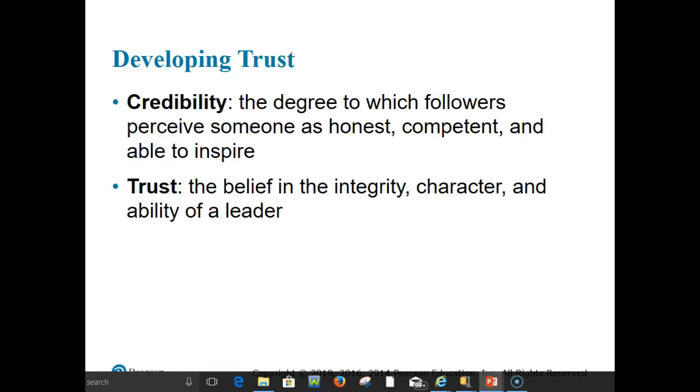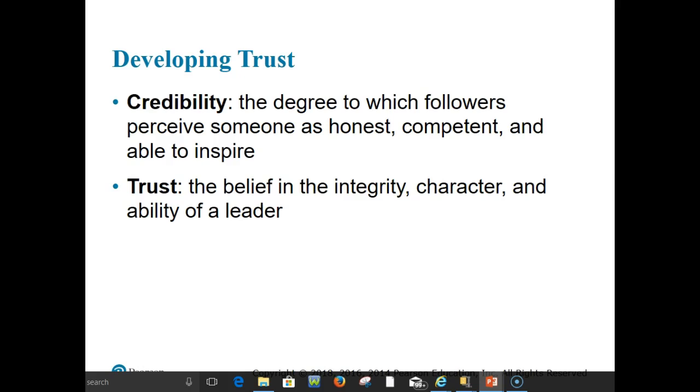And in addition to being honest, credible leaders are confident and inspiring. They are personally able to effectively communicate their confidence and enthusiasm. Thus, followers judge a leader's credibility in terms of his or her honesty, competence, and ability to inspire. Now, trust is closely intertwined with the concept of credibility, and in fact, the terms are often used interchangeably.